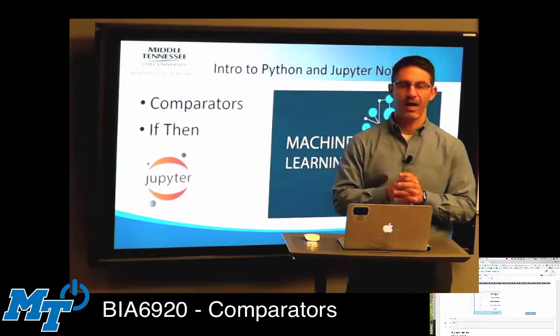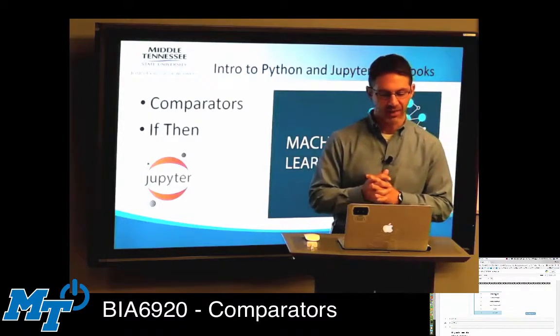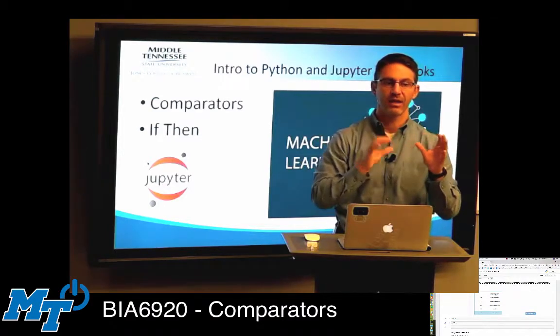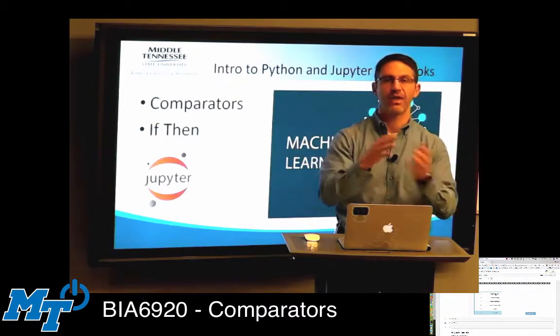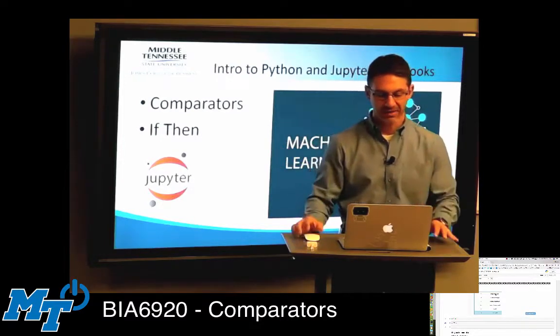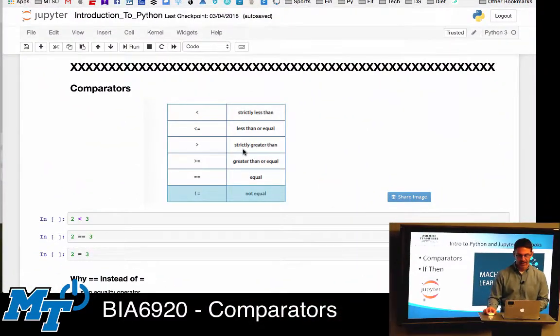Okay, so let's continue on and look at comparators and also if-then statements and how they work. If you think about comparators, what we're looking at is whether we can look at one variable compared to another and see whether it's equal to, not equal to, and different things like that. What you currently see on the screen there is some of the different comparators that we would want to use.